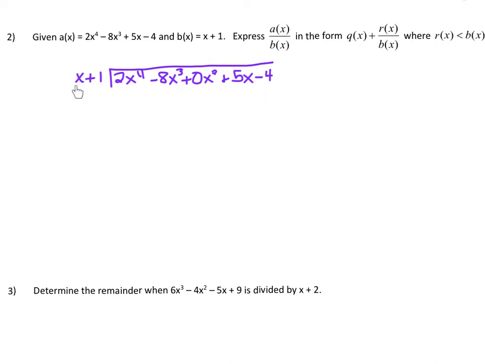So we look at the first term here and the first term here, and we say, well, what do I need to multiply this x by to give me 2x to the 4th? Well, I need to multiply it by 2x cubed. So let's put that on top. Oop, that's supposed to be a 3. And then we're going to distribute. 2x cubed times x would be 2x to the 4th. And then 2x cubed times 1 is 2x cubed.